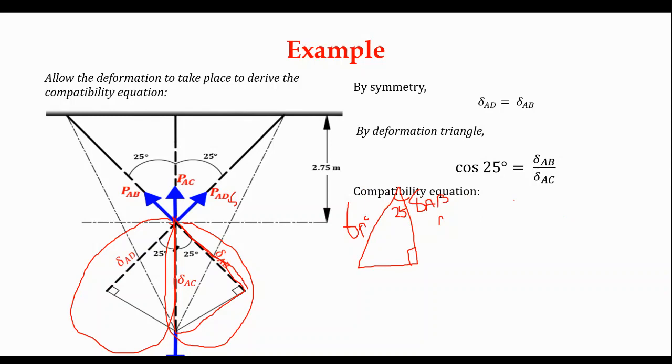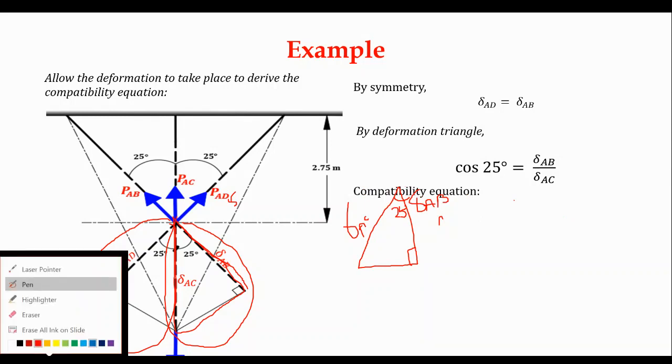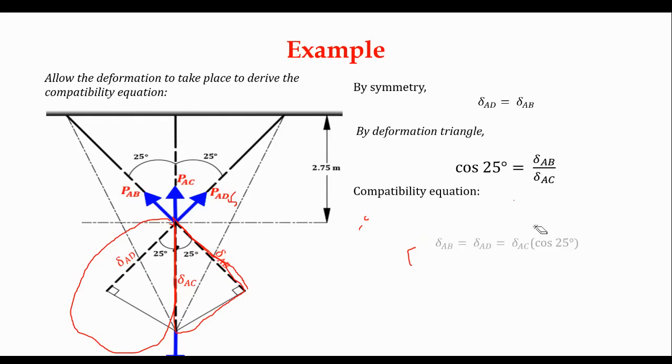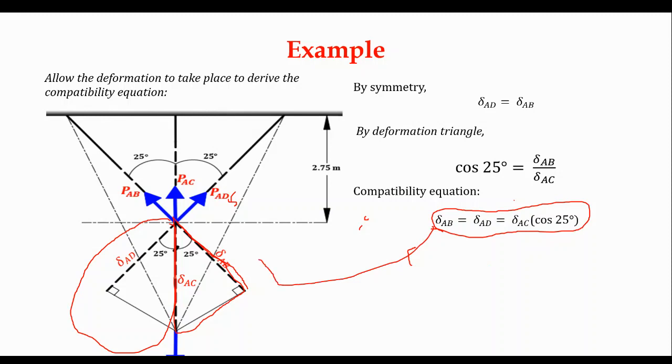Okay, so that is the compatibility equation. Further simplifying, just cross-multiply the two. Therefore, we can say that the deformation AB is also equal to the deformation AD is equal to deformation AC times cos 25. So, this is their compatibility equation, or how the quantities relate to each other. Okay, where did this come from? It is based on the sketch of the deformation.